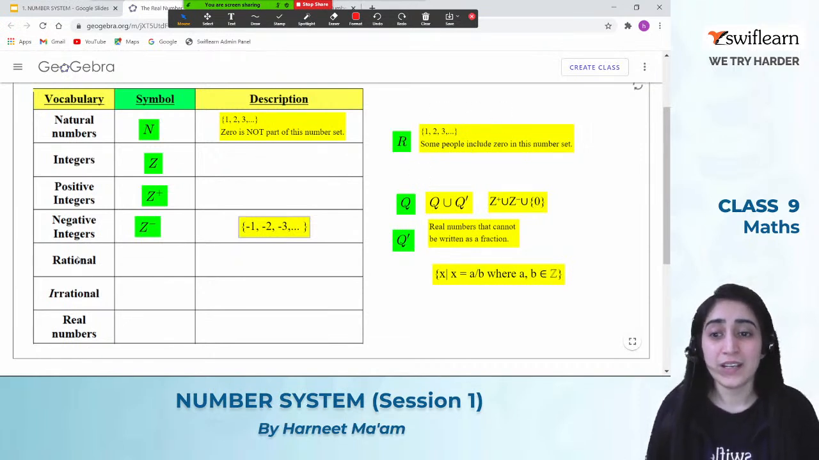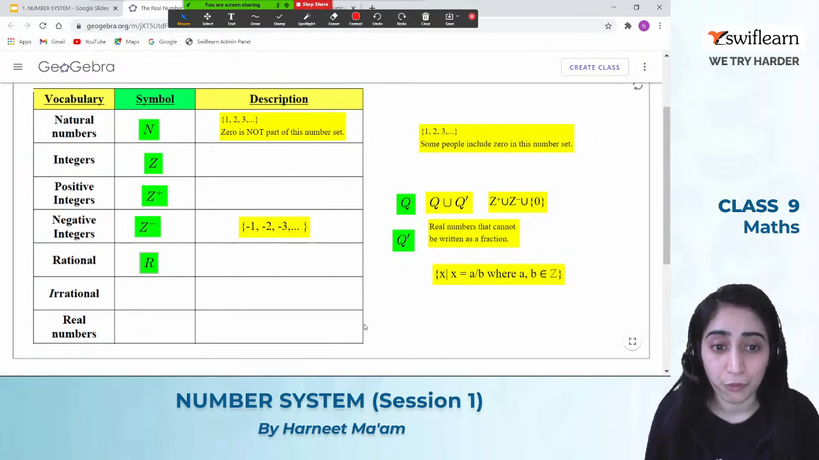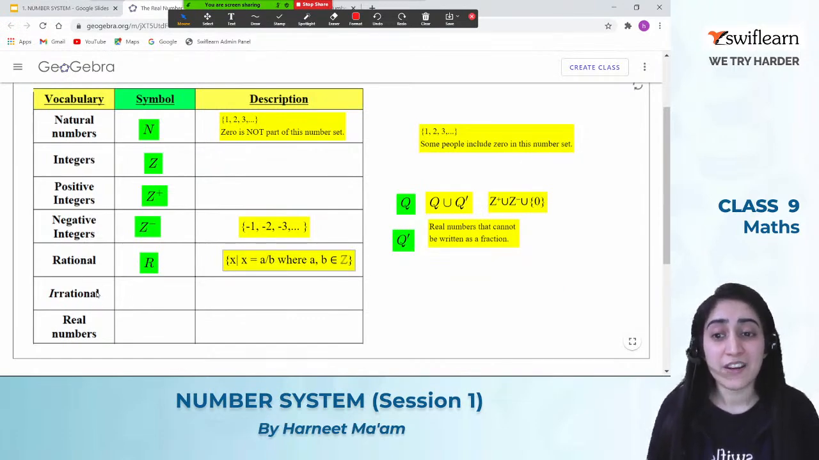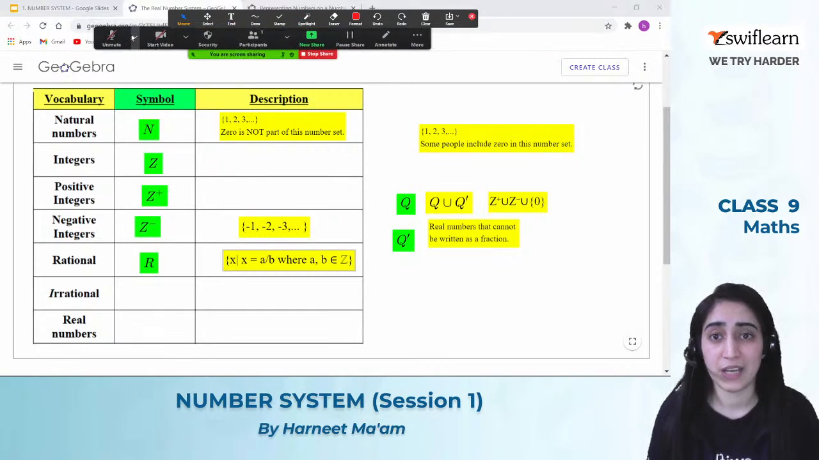Okay. Now coming to rational numbers. We represent rational numbers with R. Well done. So rational numbers are the numbers which can be written in the form of P by Q, like A by B, where A and B are integers. Irrational numbers we haven't discussed so far. Real numbers we haven't discussed so far. So let's wait for this. We'll come back to the activity.